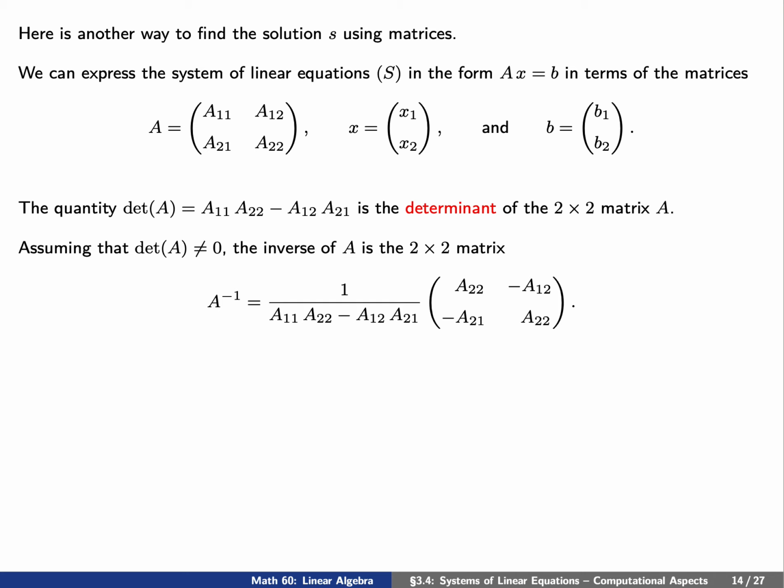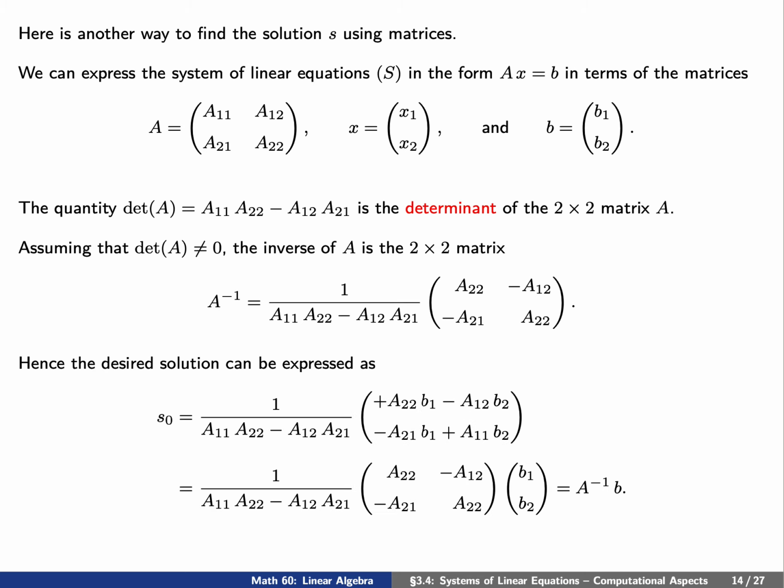Remember, we had worked out before that as long as this determinant is non-zero, then we can find the inverse of this 2 by 2 matrix. Using this, we now see that our solution that we found on the previous screen is actually equal to A inverse times b. So now we can write a very simple solution to A times x equals b as x equals A inverse times b. We're going to discuss a much more general philosophy as we move throughout the course.